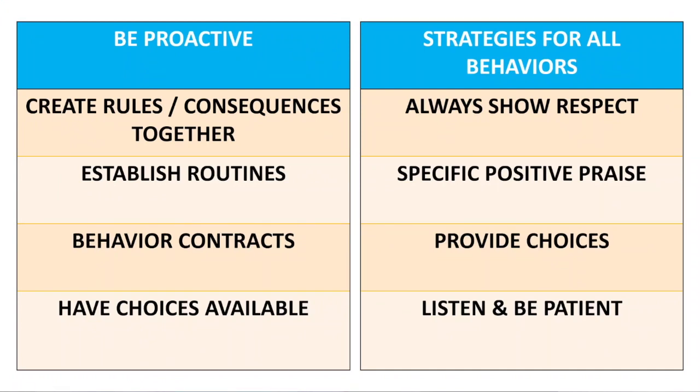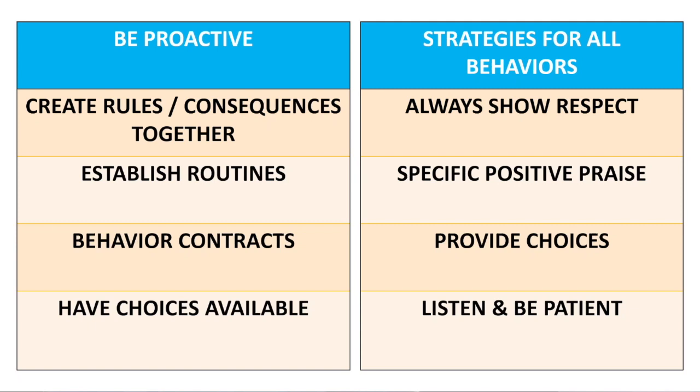Okay, so here we are for being proactive. Remember, you can create rules and consequences together. You need to establish routines so that there's less room for inappropriate behaviors. And you want to also have behavior contracts, especially in a classroom type setting. Of course, you can also do this at home. And you want to make choices available. Have the choices already planned out beforehand so you don't have to think of choices during the particular activity.